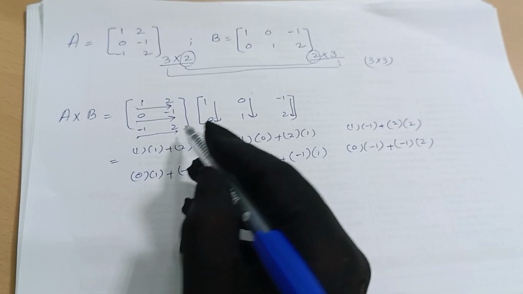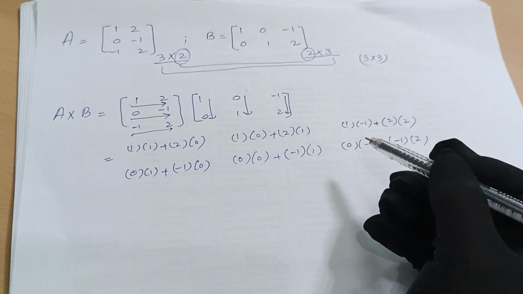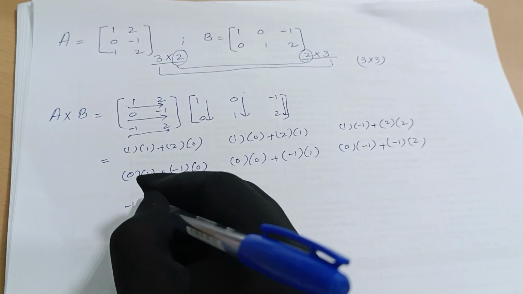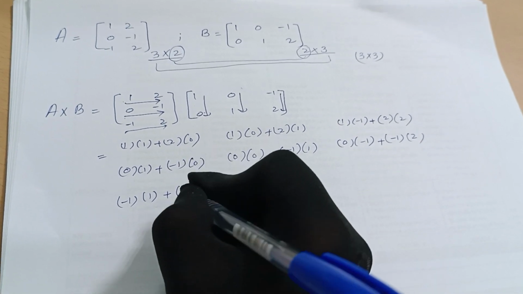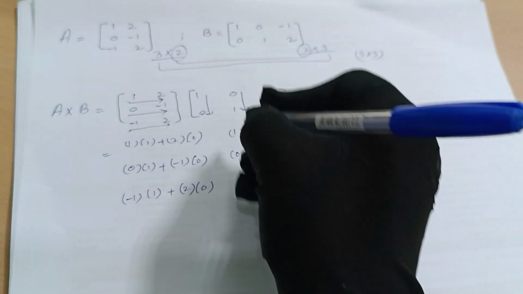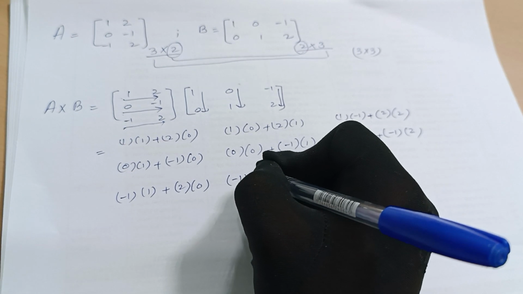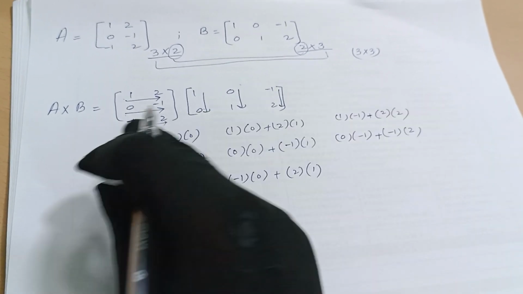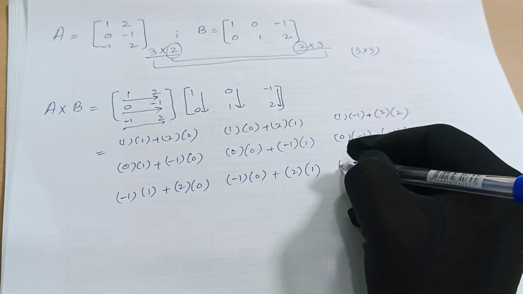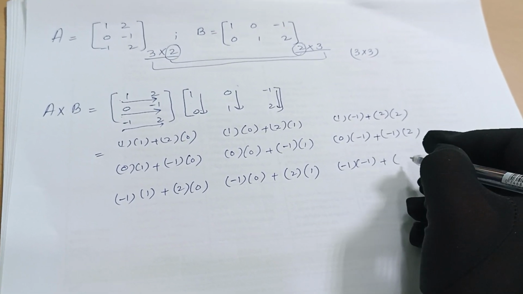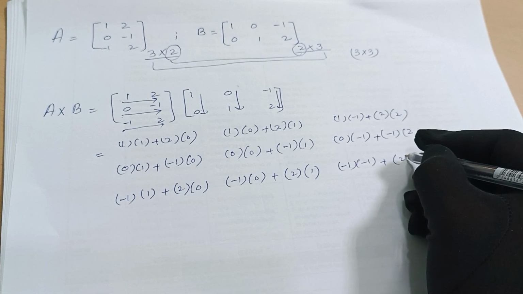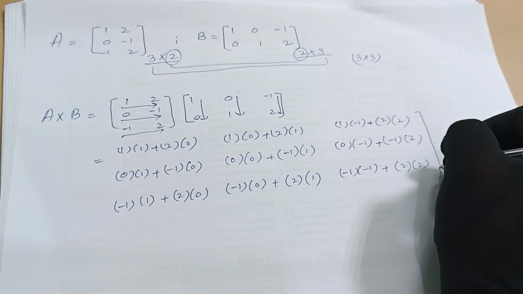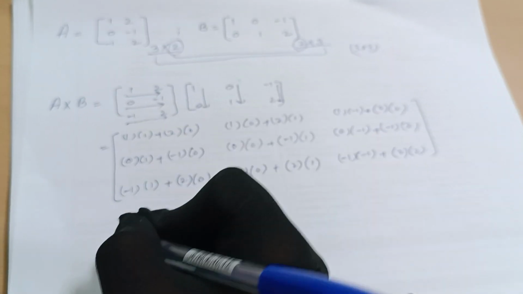Now the third row multiply to the first column, second column and third column. Tail to tail minus 1 times 1 plus head to head 2 times 0. Tail to tail minus 1 times 0 plus head to head 2 times 1. Tail to tail minus 1 times minus 1 plus head to head 2 times 2. So the multiplication is complete.